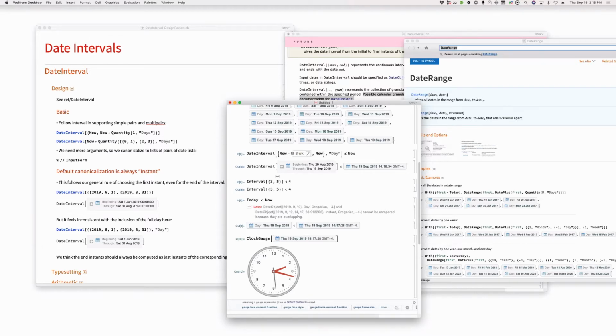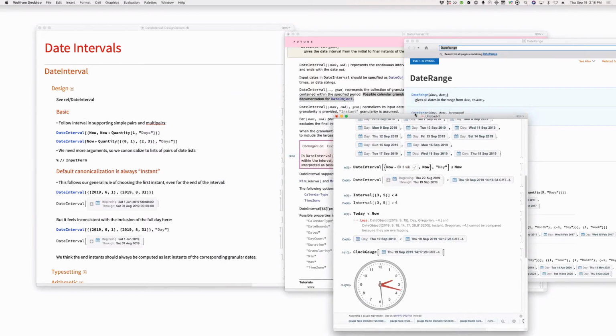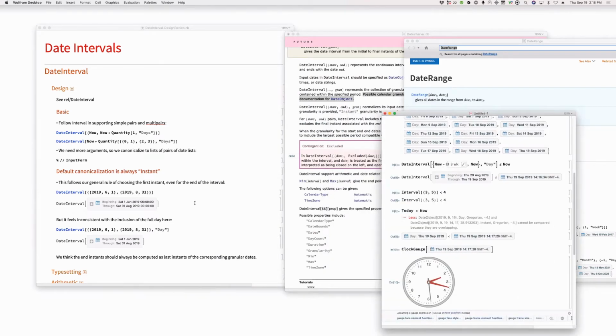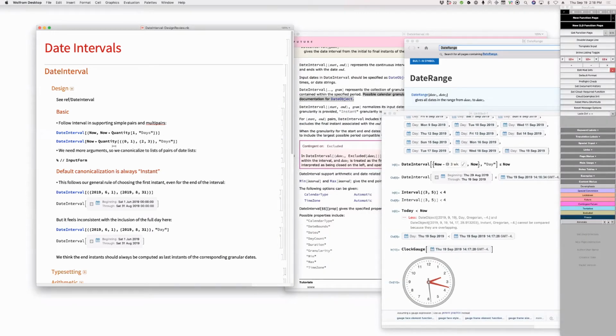All right, let's look back here. What is this? Default categorization. I just don't understand this. It just seems wrong to me. If you have a date interval, look, it should be August 31st inclusive, which means going to the instant before midnight on the next day. Shouldn't it? I don't understand this. It just seems completely wrong.